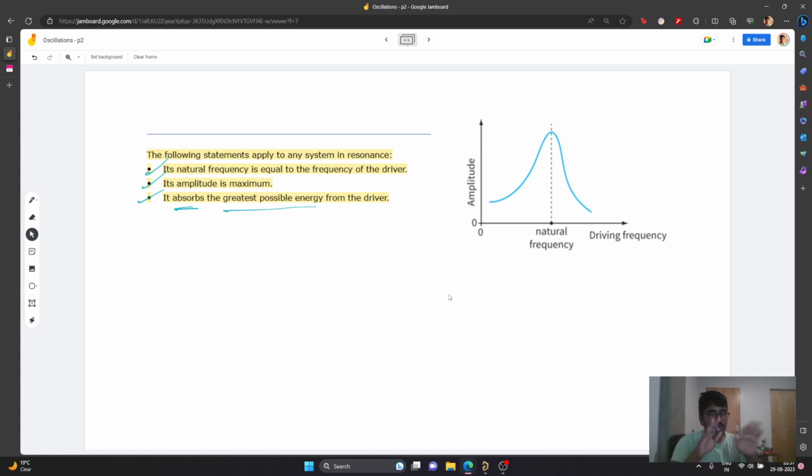But if you want to push nicely, if you time it properly, then every time you just feel like you are only pushing. Whatever you are pushing, that energy from the driver has been going into the swing. So the energy goes from the driver into the system, right? So this is the condition of resonance.